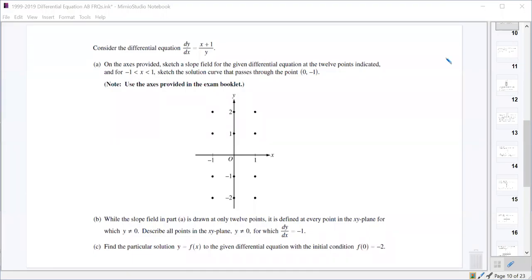So first off, you would note that anytime that x equals -1, the value of our differential equation should be 0, as long as y isn't 0, but y equals 0 has no points here for us to deal with. So anytime where x is -1, we should have horizontal lines there. That's your first point.